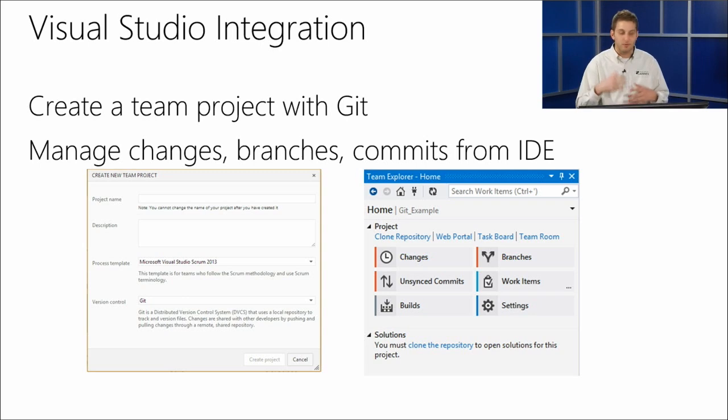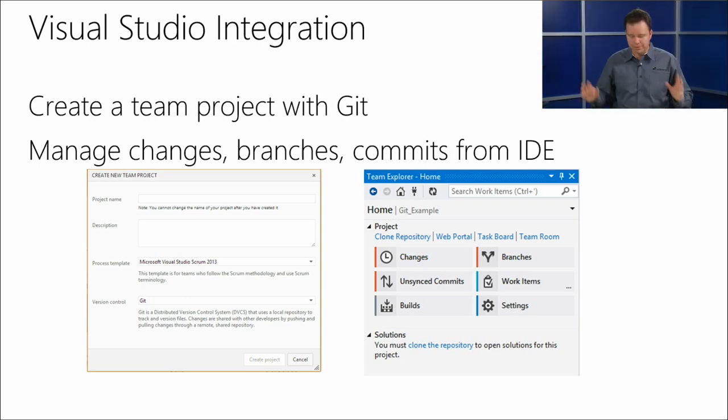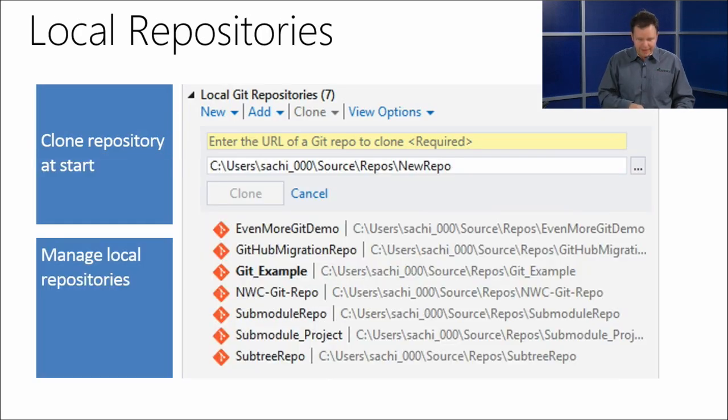The VSO integration stuff with work items and whatnot. That's perfect. That's a perfect way to put it. So here we are. We've got that. Local repositories. You've got all of your local Git repos.